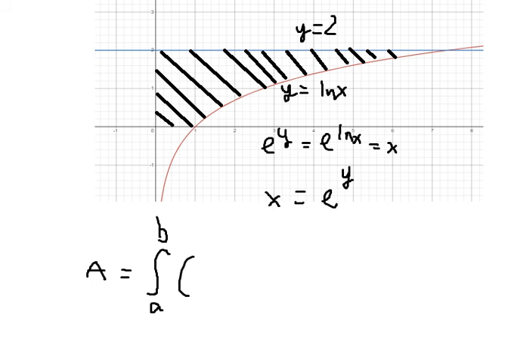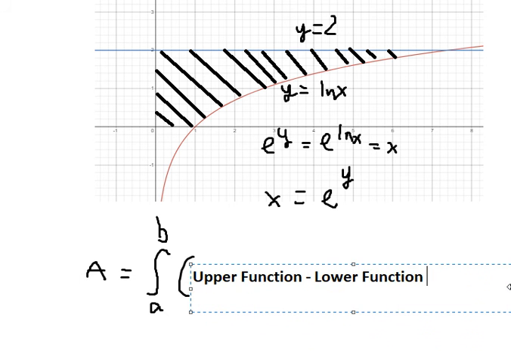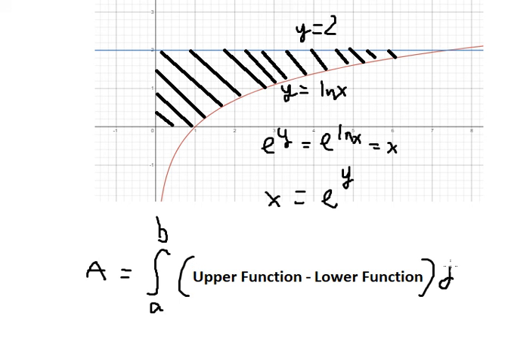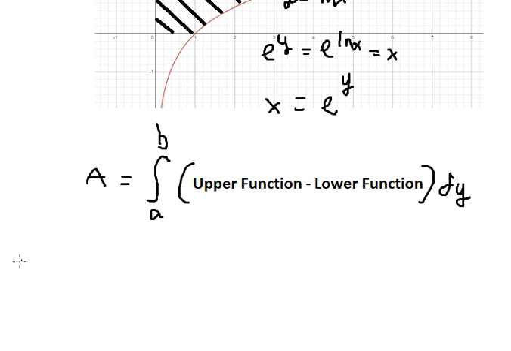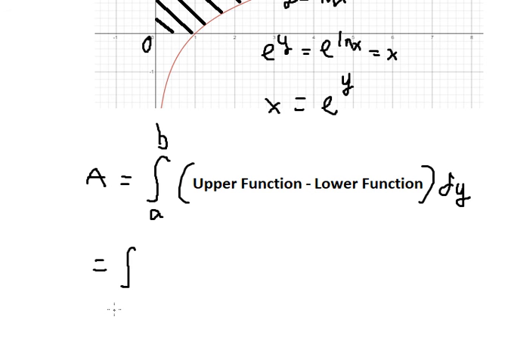So we need to use the upper function minus the lower function, and I will put dx, dy. About the bounds, we can say that they start at 0 and they stop at 2. So the bounds should be from 0 to 2.